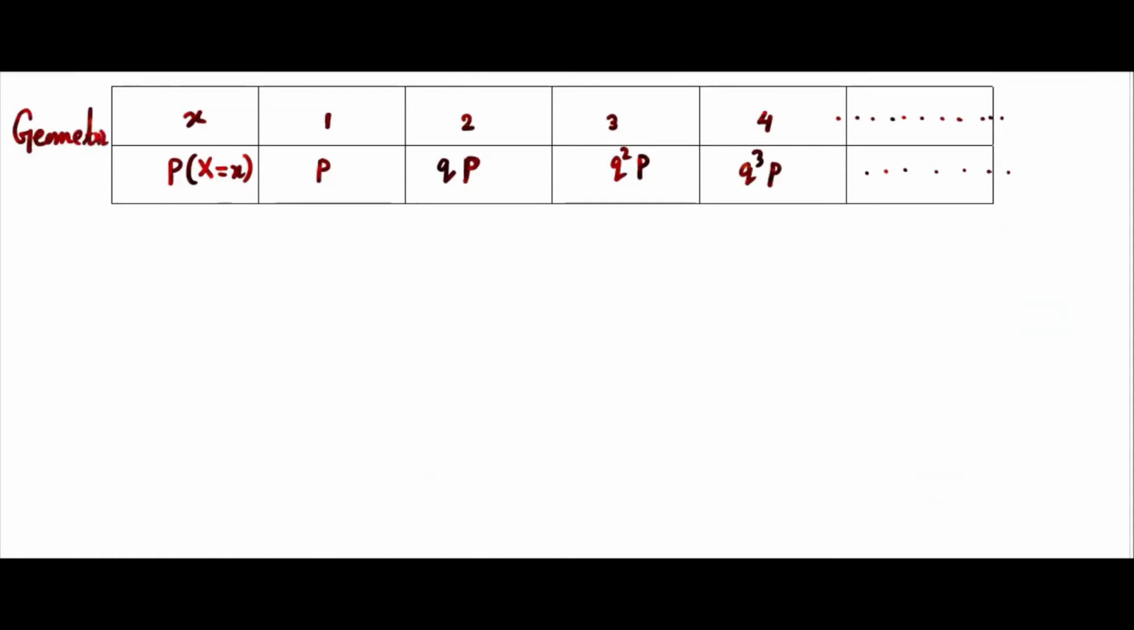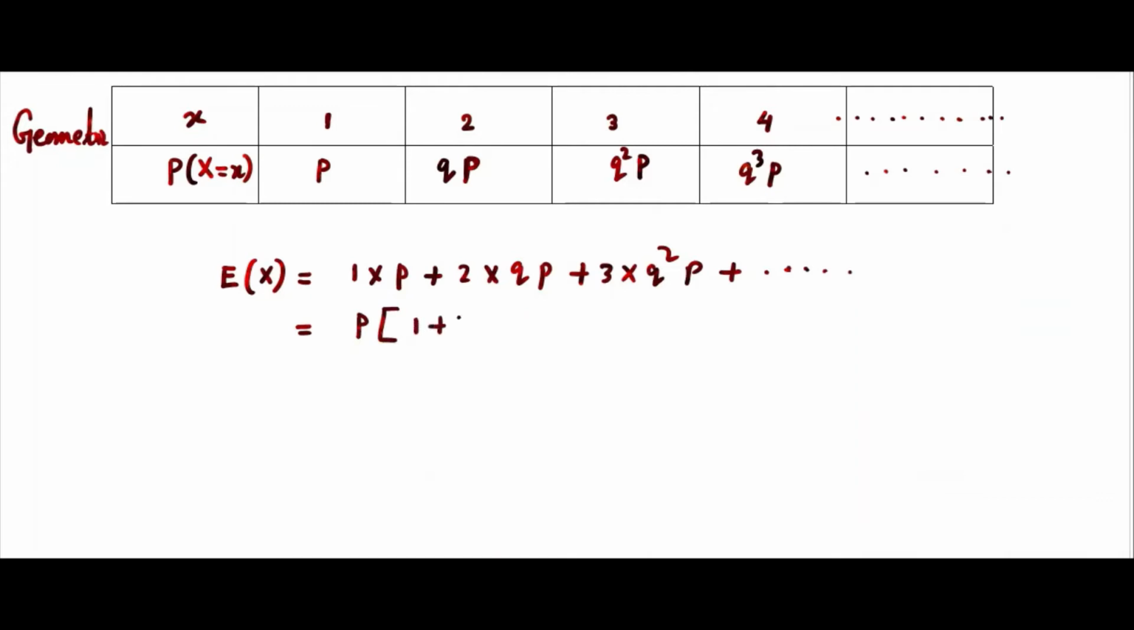Geometric, when nothing else is written, means type 1. We'll find the mean. If you find the mean here, you multiply 1 by P, 2 by QP, 3 by Q square P. You can continue this, okay? It's very easy. You take P common, 1 plus 2Q plus 3Q square, that will follow.